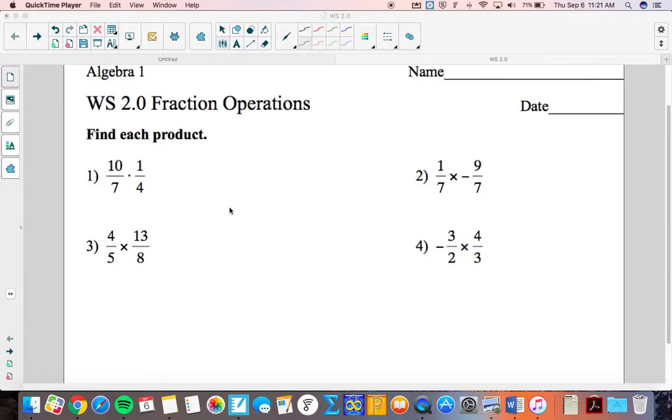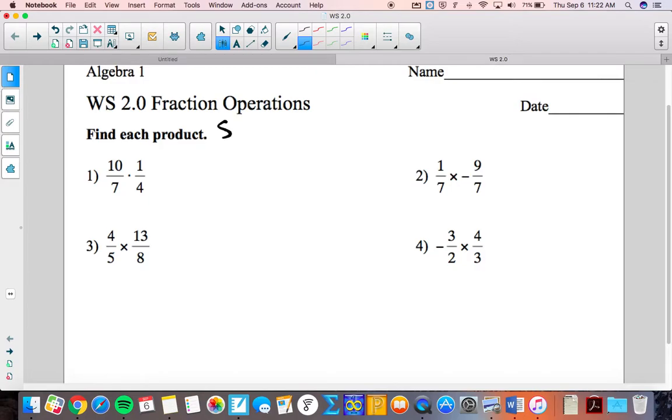Last time we were talking about adding, subtracting, multiplying, and dividing integers. Now we're going to move on to doing those four operations with fractions. We're going to start with multiplying fractions. It's actually the easiest of the four because when you multiply, you just multiply straight across.